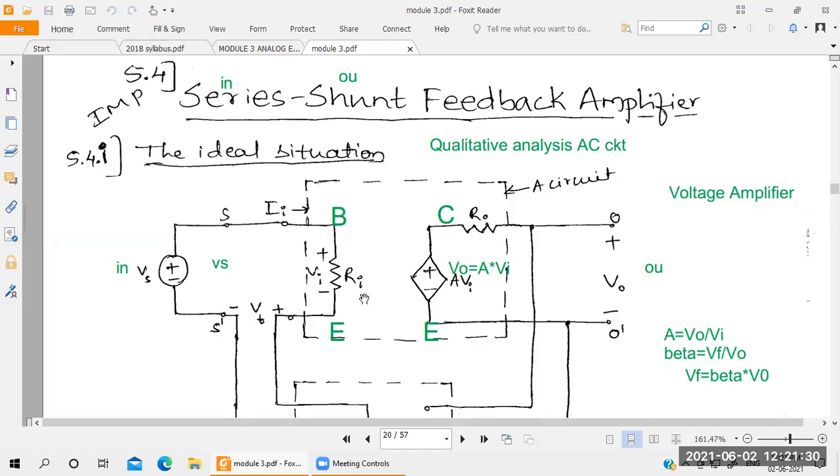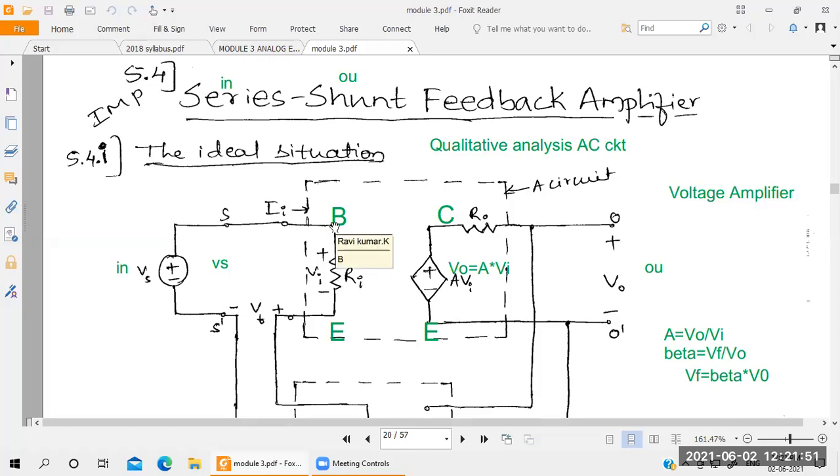What is Ri here? Input resistance, because base to emitter is input, right? So for that you connect one resistance here. Okay, because this resistance acts as a forward path between the base and emitter. What is the VB voltage? The cut-in voltage 0.7, right, for silicon. So VB is 0.7, which means it's a forward bias voltage.